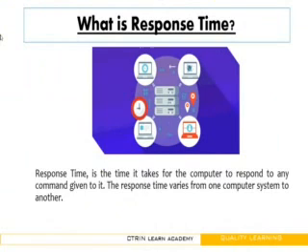Well, we say here the response time is the time it takes for the computer to respond to any command given to it. The response time differs or varies from one computer system to another. When you're using computers, you will notice some certain things. For instance, if you're using two different computers, you may realize that one seems to be faster than the other. Perhaps when you press the power on button, one gets to the desktop environment faster than the other.